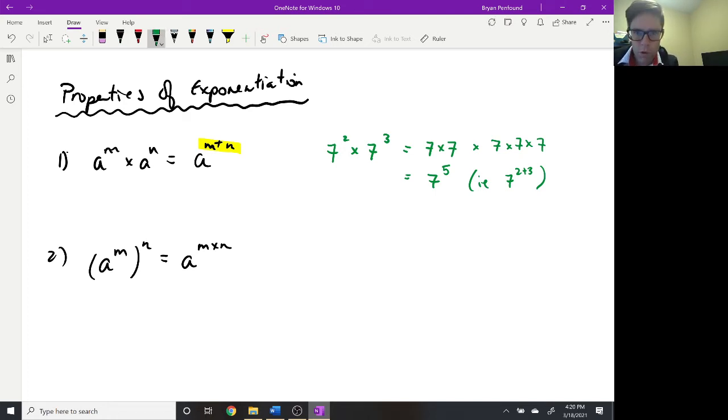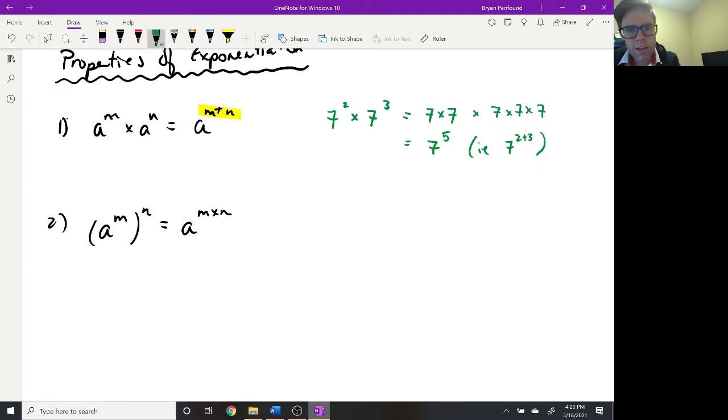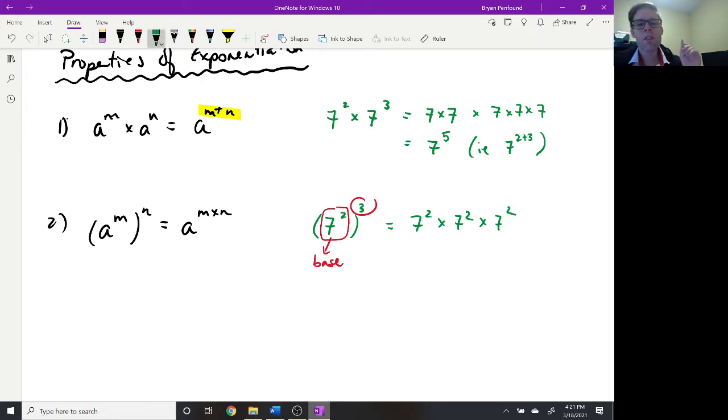So let's keep on working with our 7s, 2s, and 3s here. And let's say maybe we have 7 squared 3 times. So what we're going to do is we're going to interpret this number 3 as the base multiplied by itself 3 times. So I'm going to think about 7 squared as the base, so that when I go to expand this out, I get 7 squared times itself 3 times. So I get 7 squared times 7 squared times 7 squared.